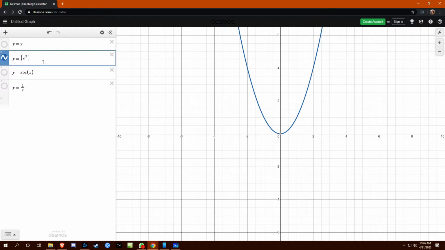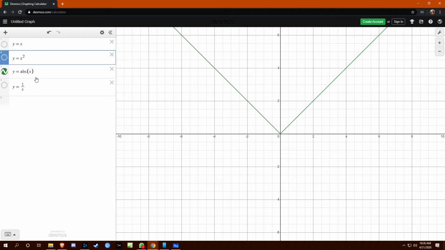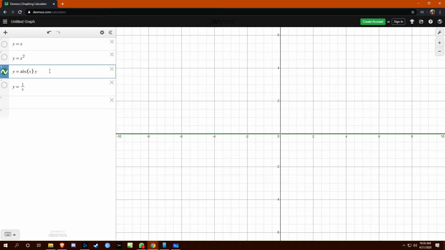So these are the parent functions. Again, the parent function is just where you're starting. Now, this one is the absolute value. It normally looks like this. It's y equals the absolute value of x. I just don't believe that Desmos recognizes it. I'll try it, I guess.